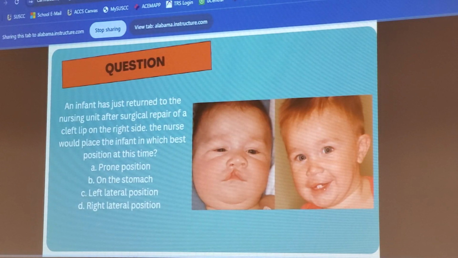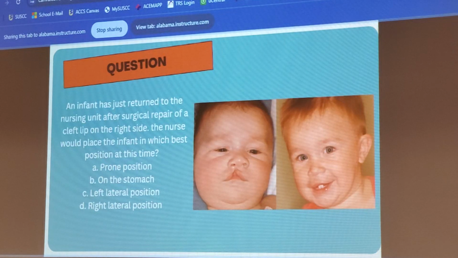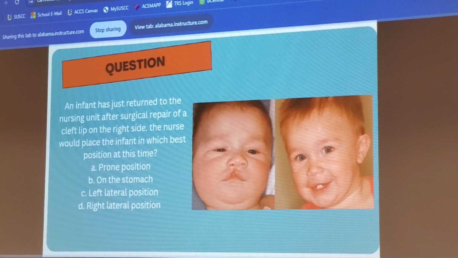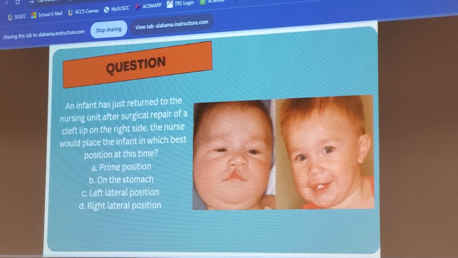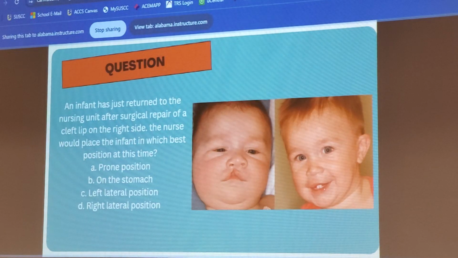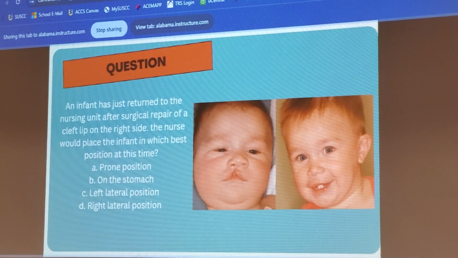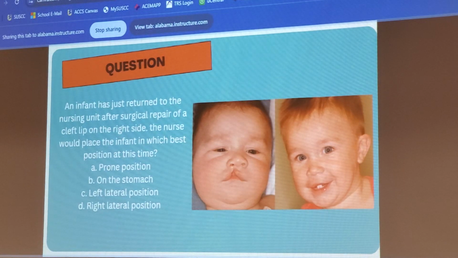Right, the infant has just returned to the nursing unit after surgical repair of a cleft lip on the right side. The nurse places the infant in which best position at this time? Good. Answer choice C, left lateral position. Does that make sense for everybody? Prone and on the stomach are the same thing, so we can go ahead and cancel those out. And then you had a surgical repair on the right side, so definitely want to put it not on the right side.